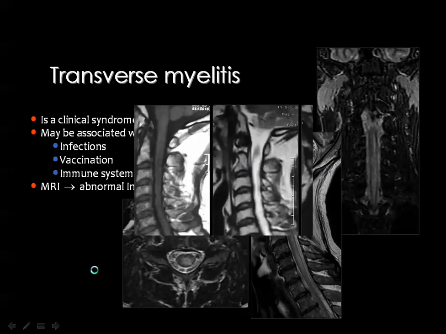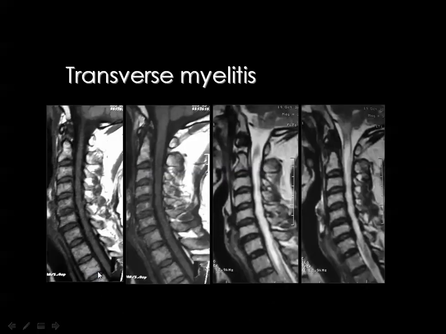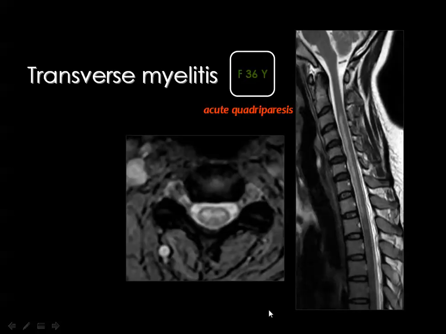This is an example of transverse myelitis by MRI, T1 weighted image and T2 weighted image. In the T1 you may not appreciate the lesion because it is almost isointense signal to the substance of the cord, while in the T2 weighted images you can see there is diffuse increase in the parenchymal signal of the spinal cord.